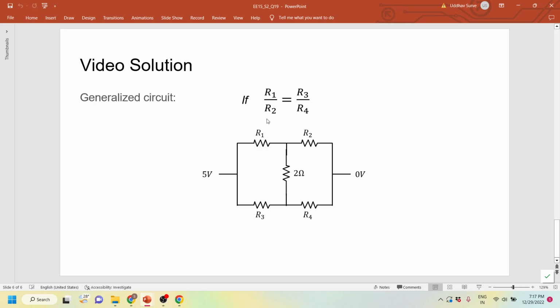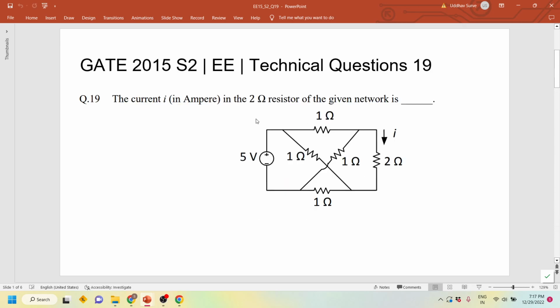We can generalize this analysis: if the ratio of R1 to R2 and R3 to R4 is equal, the potentials at these two points are essentially constant, and therefore no current will flow through the central H path, that is the 2 ohm resistor. That's why this is called a typical Wheatstone bridge, or H bridge, and no current will flow through this 2 ohm resistor if this ratio is maintained. In the given question, the ratio is 1:1 for the 1 ohm resistors. Therefore, the current through this 2 ohm resistor will be 0.